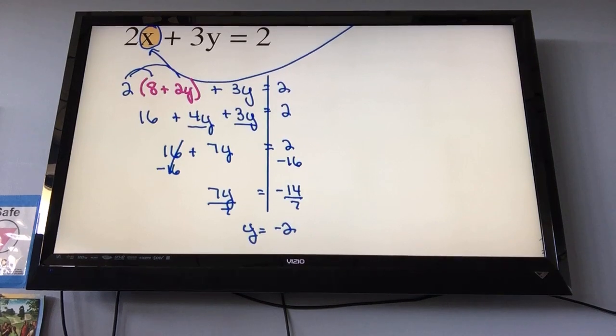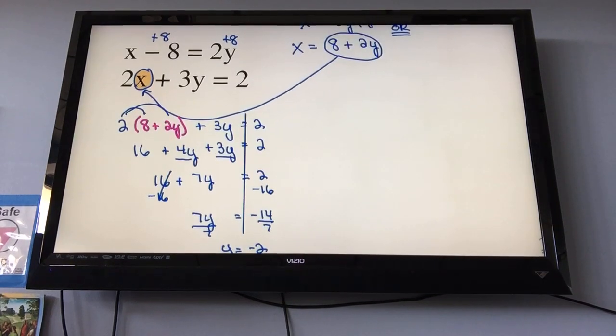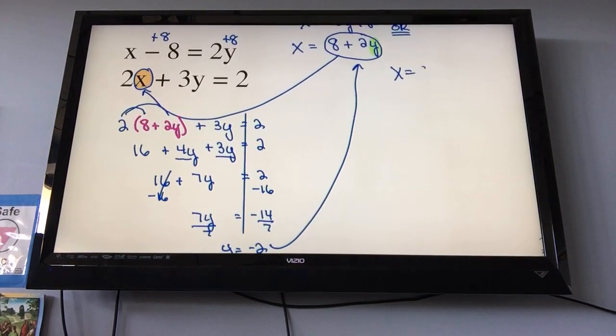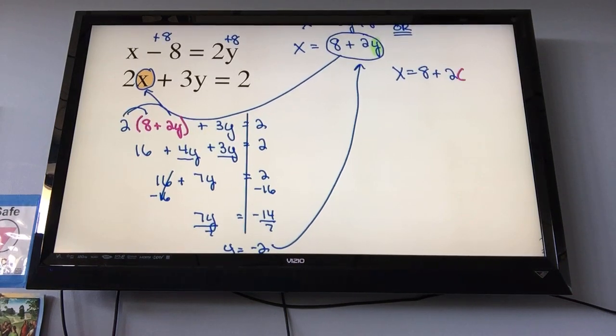Then, to get x, yeah, to get x, I said that right. I'm going to go right back up there to my substitution equation. x equals 8 plus 2 times a negative 2.